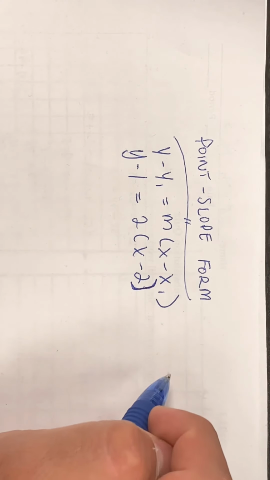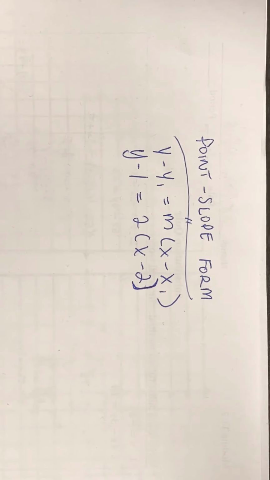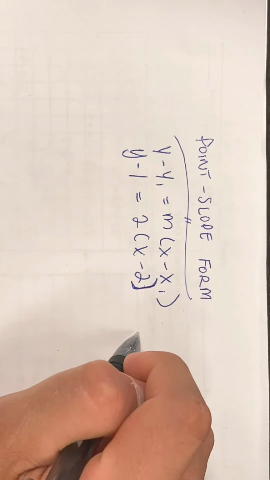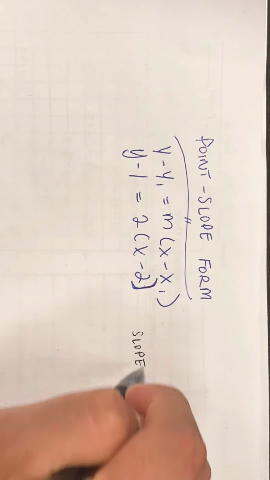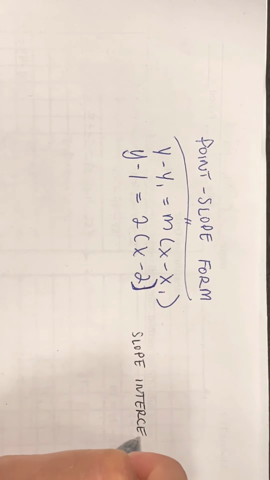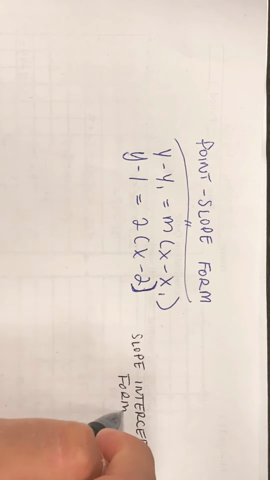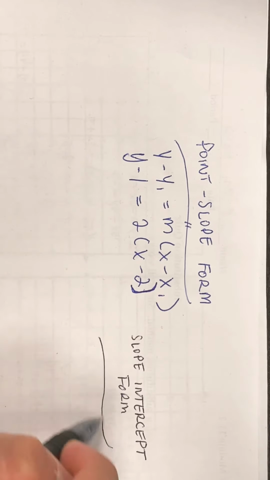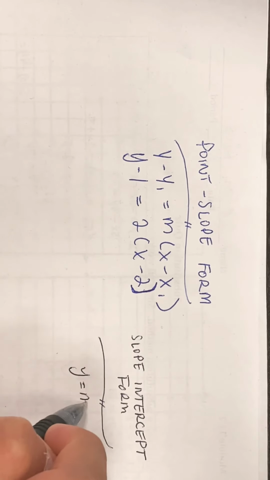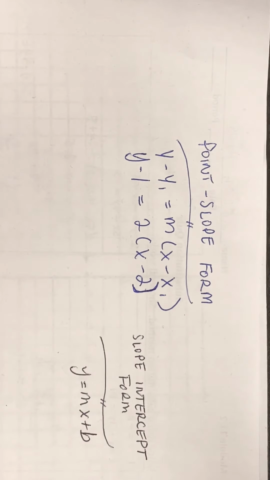Now, off to the side, I'm going to write what slope intercept form is. Slope intercept form, just to help you recall this information, is y equals mx plus b. Okay, so we often dealt with these two forms here when we were talking about these concepts in class.